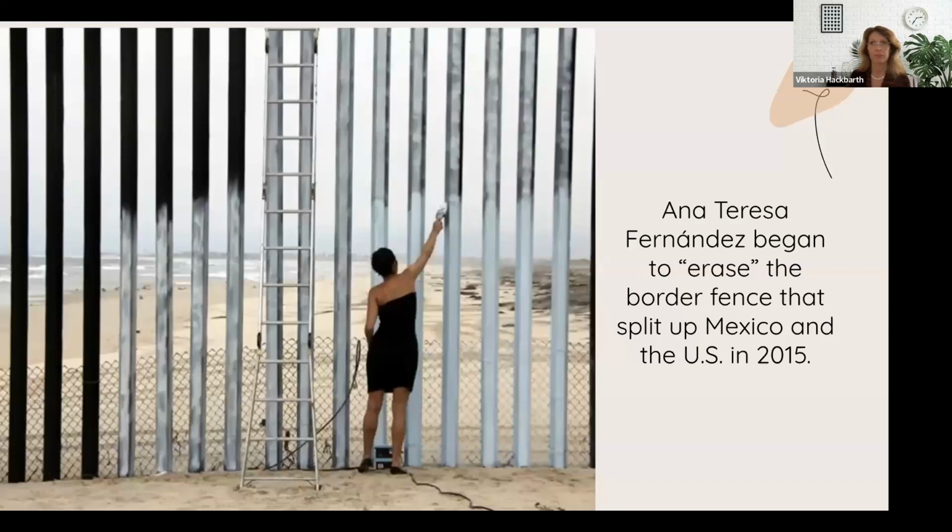So we have another artist that is also an activist and a feminist who has been fighting for women's rights at the border, because there is a lot of violence against women when women are crossing the border. And Ana Teresa Fernandez began to erase the border fence that split up Mexico and the US in 2015. You still will find her and many volunteers working at the wall, painting over and over and over again, trying to erase the wall as a political commentary.